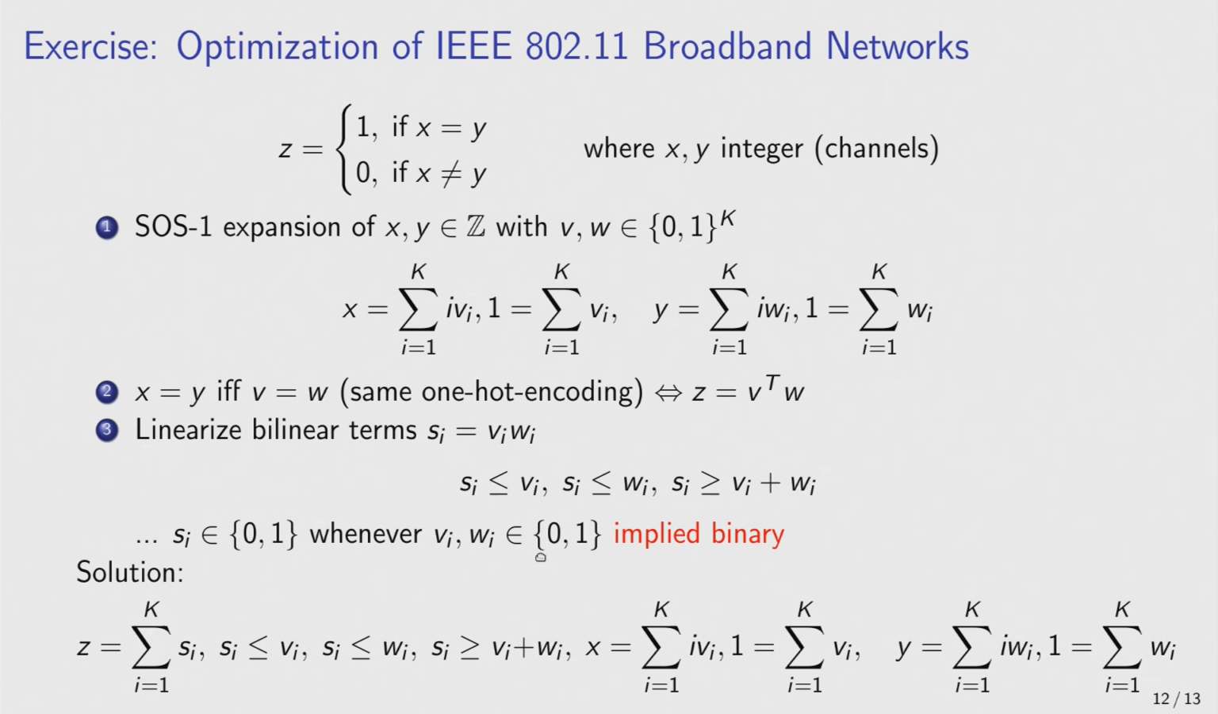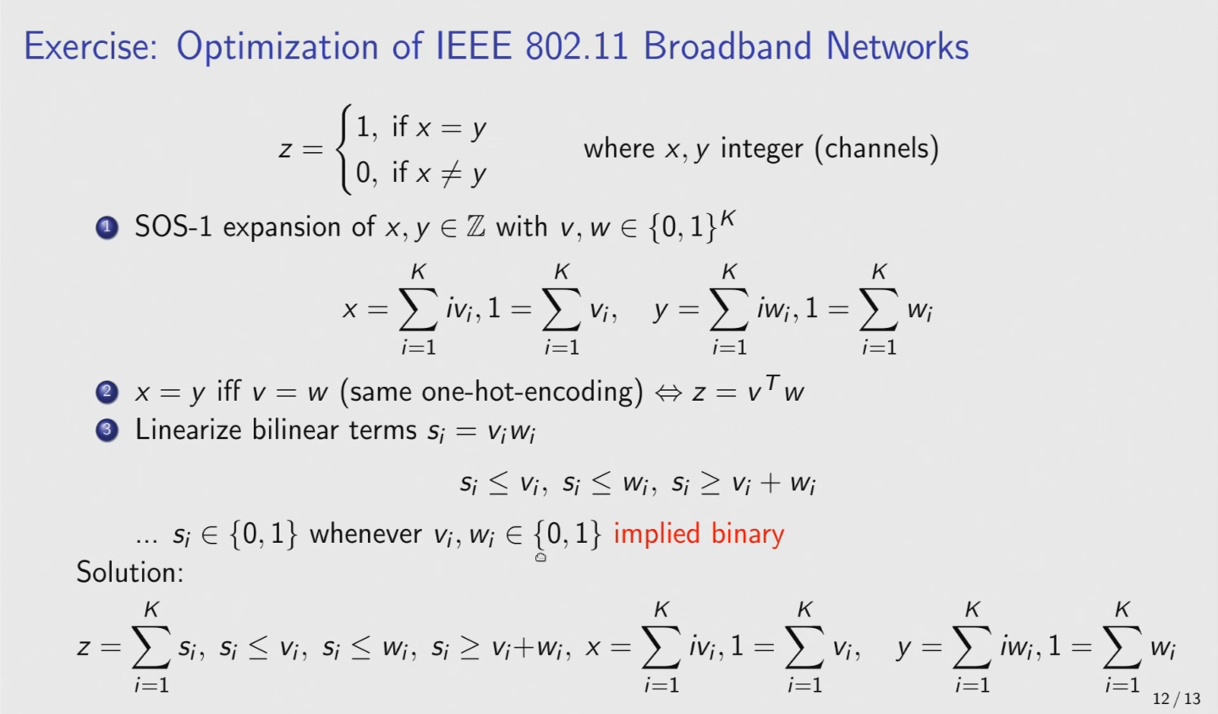So I introduce a variable Si that's between 0 and 1, and in fact it's an implied binary variable, so I never need to branch on it or do anything with it. Whenever Vi and Wi are both binary, Si will also be binary. And I forgot the same condition here, so that should be Vi plus Wi minus 1. And in fact, there's a theorem that says this expression here is the convex hull.